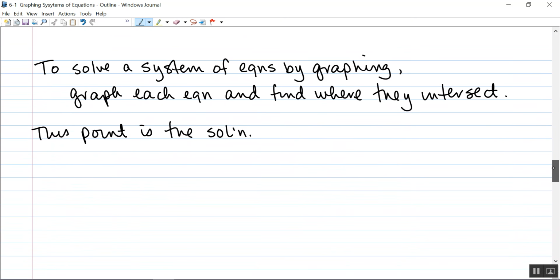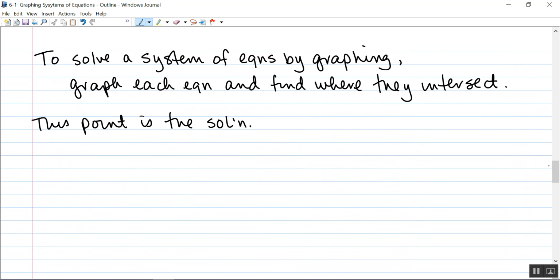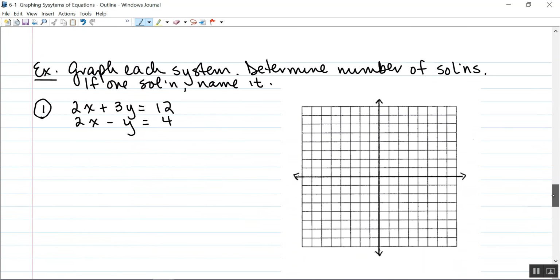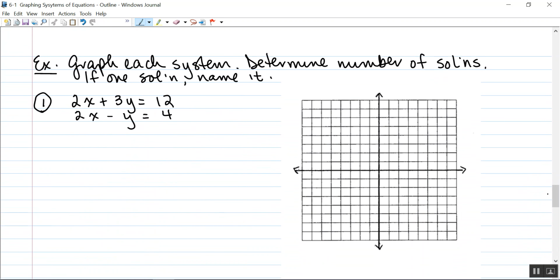Now, to solve a system of equations by graphing, we need to graph each equation and find the point where they intersect. This point is the solution to the system of equations. That is the ordered pair that would algebraically work in each equation. So here we have three examples. Graph each system and determine the number of solutions. If it has one solution, then name it.